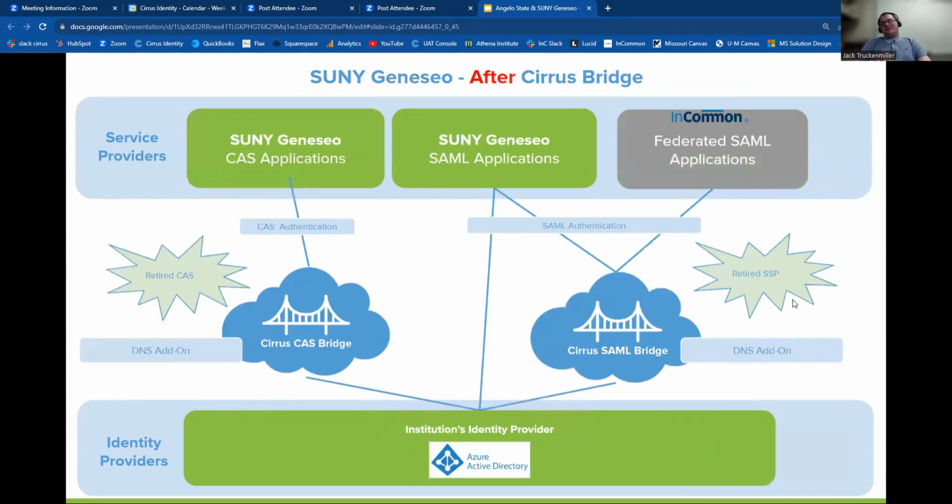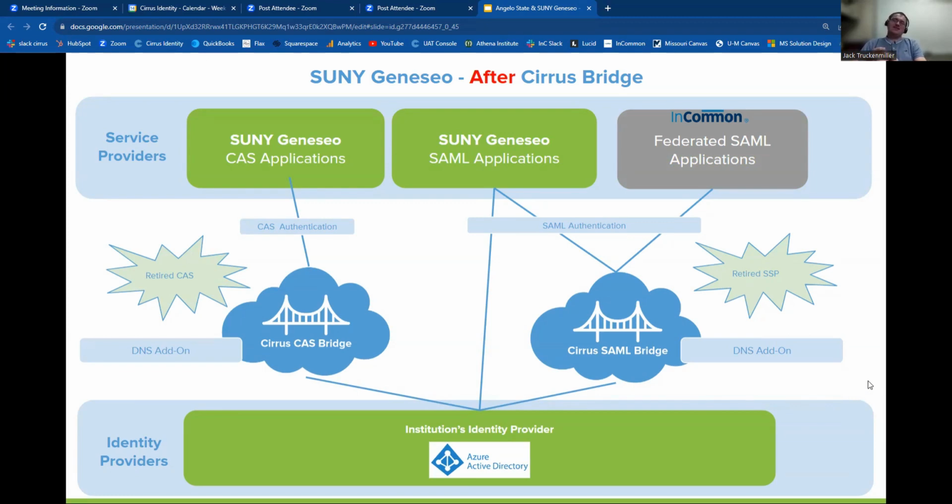And so after we made the move, now Azure AD is where we set up all the apps. If it's a CAS app, it uses the Cirrus CAS bridge to get there. If it's an InCommon SAML app, it goes through the Cirrus SAML bridge. We hadn't done the thing that Angelo State discovered, where if it just needs the custom claims provider, you don't have to go through the bridge. We haven't implemented that yet, but that's definitely a good note. We also did the DNS add-on. We had a load balanced bunch of auth servers, and we gave that load balanced name to Cirrus. That made the cutover pretty simple. So that's our new environment now.